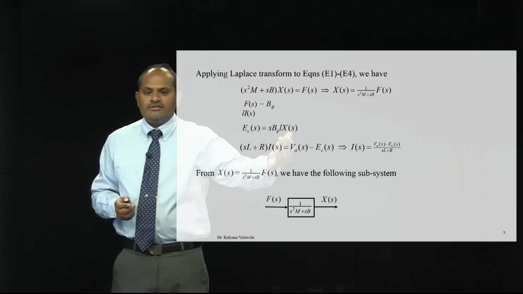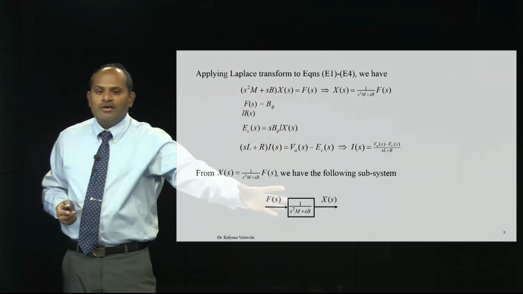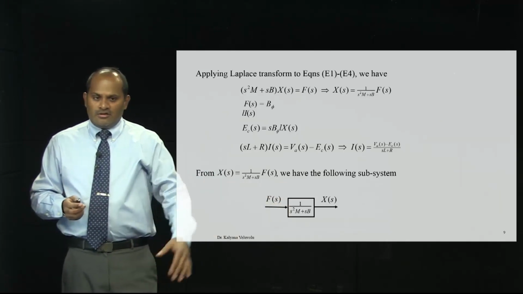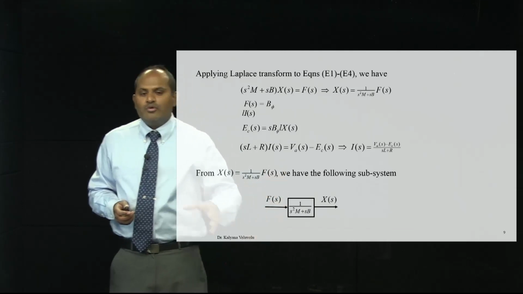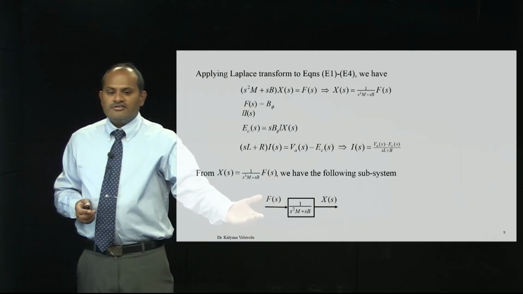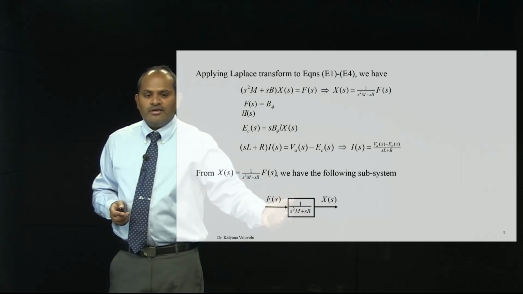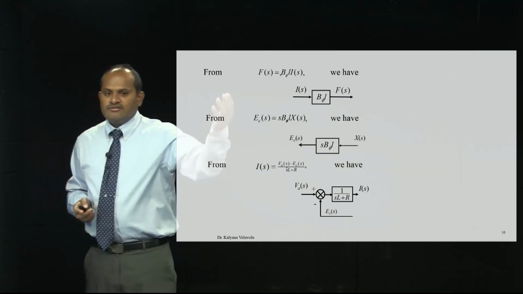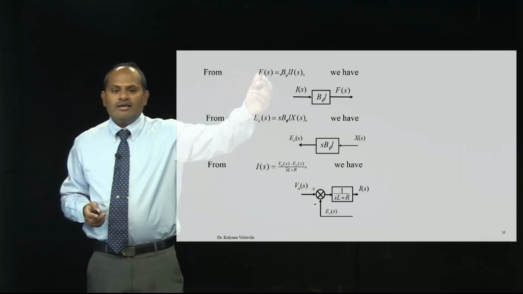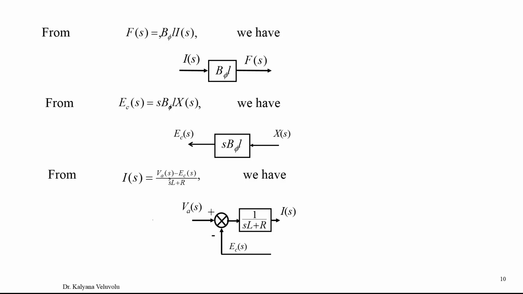Taking these 4 equations, for each equation we can formulate an input-output relationship. The first one, x of s is equal to 1 by (s square m plus sb) into f of s. We know that force produces displacement. Write the relationship by f of s to x of s, 1 by (s square m plus sb). Now take the second equation, f of s is equal to b phi L I of s. So in the second equation, I of s is the input, f of s is the output, with gain b phi L.